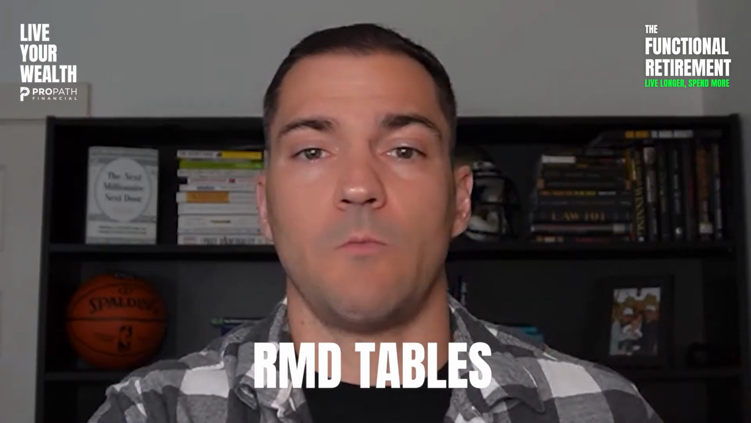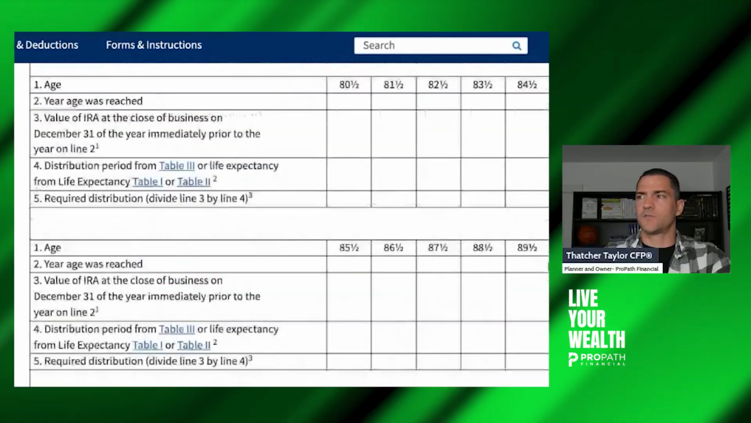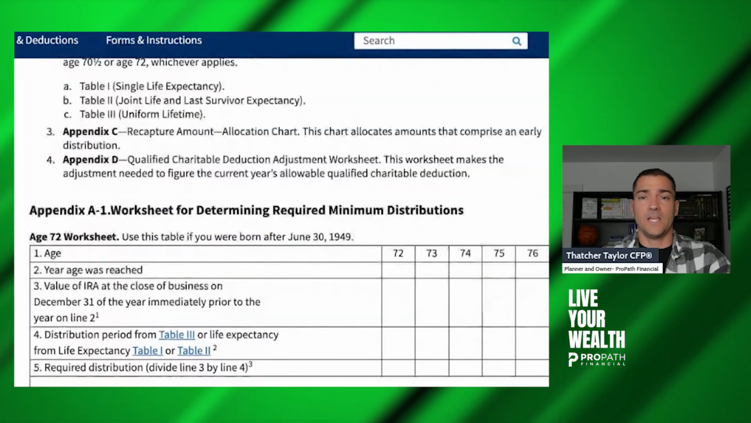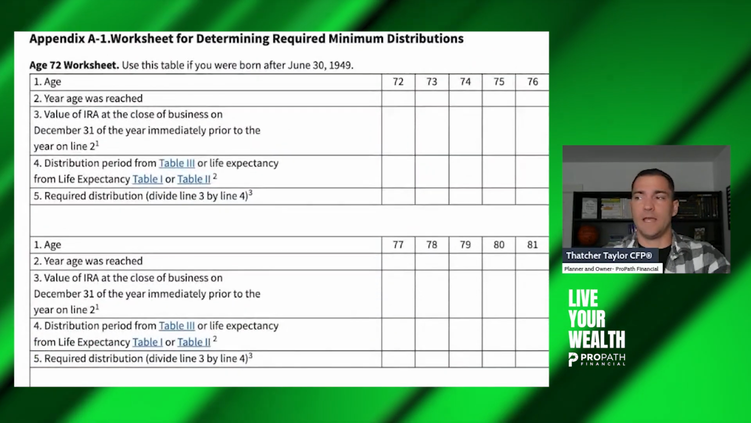Okay, so let's go over some RMD tables. Okay, so this is from the IRS website. This is from publication 590 on the IRS website. We're going to scroll down.